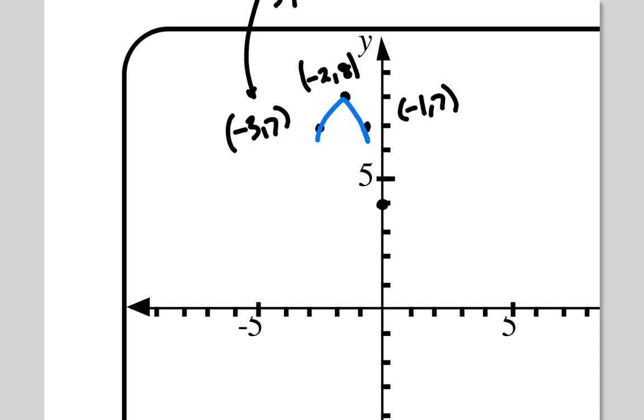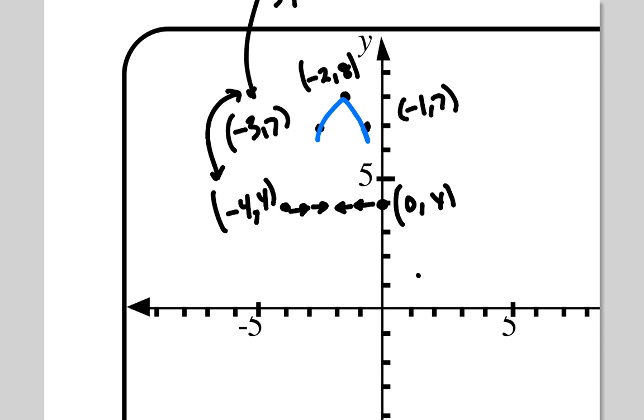Now we can use some symmetry. How many steps over to the vertex? 2. So then you would have 2 more steps that way. So right here, negative 4 comma 4 is another point that I got from symmetry. Negative 4 comma 4. And this is 0 comma 4 from symmetry. Now we're starting to see what this quadratic looks like.